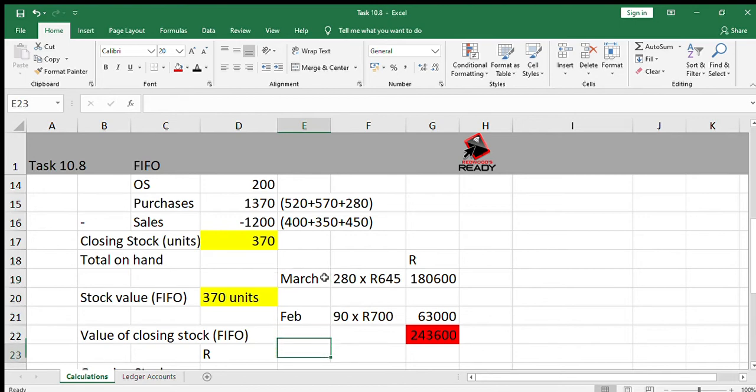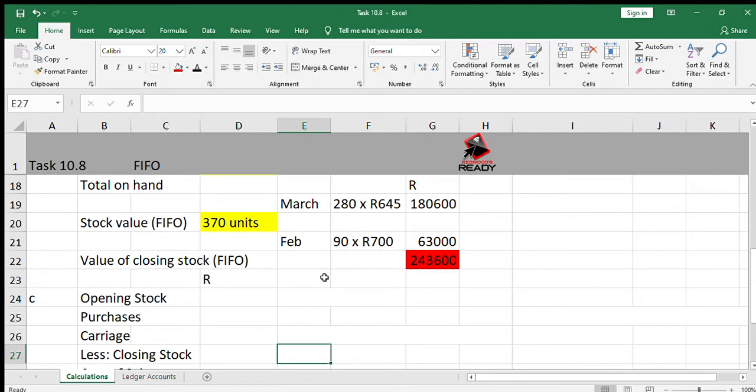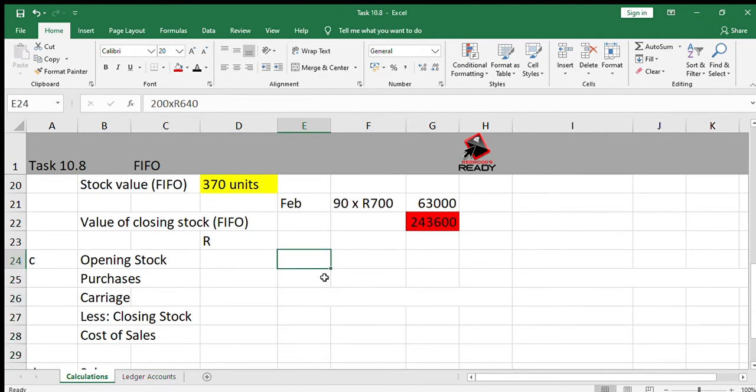Okay, then C, we have to calculate the cost of sales. Okay, so here's our calculation. Opening stock, purchases, carriage, closing stock, and cost of sales. Now in this question here, you can either split up the purchases and the carriage on purchases like I've done, or you can show it together, which is obviously easier. I just wanted to show you guys how it would be to split it up, right?